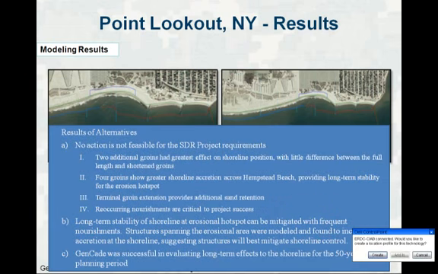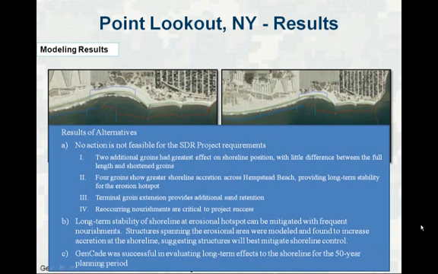So to go through the results: 1, the no action case is not feasible. We noticed that the 2 additional groins had the greatest effect on shoreline position, and we didn't see much difference between full length, which are shown here, and a shortened groin. We also had 4 groins show greater shoreline accretion across Hempstead Beach, which is to the west of Point Lookout, and that provides long-term stability for the erosional hotspot. And then recurring nourishments are critical to the project's success.